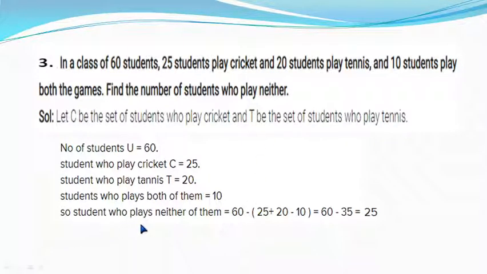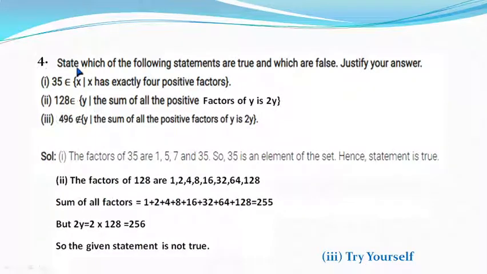So the number of students who do not play any of these games is equal to total students minus the ones who play cricket plus tennis minus both. So it is 25. Fourth question, state which of the following statements are true and which are false, and then we have to justify our answer.